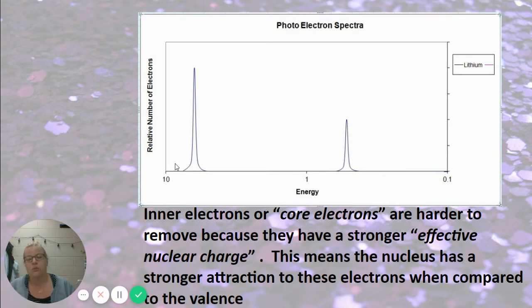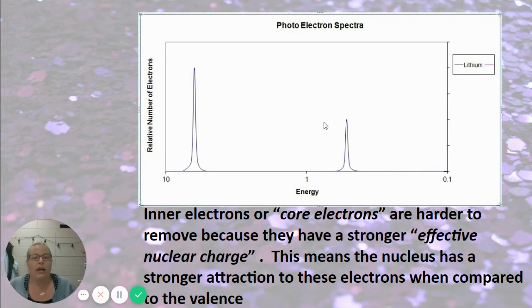And if you look, there is one peak that's at a higher energy value, and then there's a peak that's lower in energy, and it also has only like half the height of the other one. I'm pointing, but what is that accomplishing? So what ends up happening is, like I said, the inner electrons, not the ones on the outside, the valence, but what we call the core electrons, those are harder to remove.